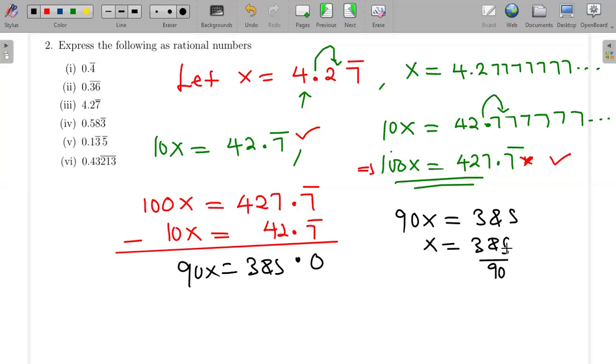This one ends with a 5, so meaning 5 can go into this number. And this one ends with a 0, meaning 5 can also go into that number. So 385 divided by 5, I get 77. 90 divided by 5, I get 18. So that will be the answer there.